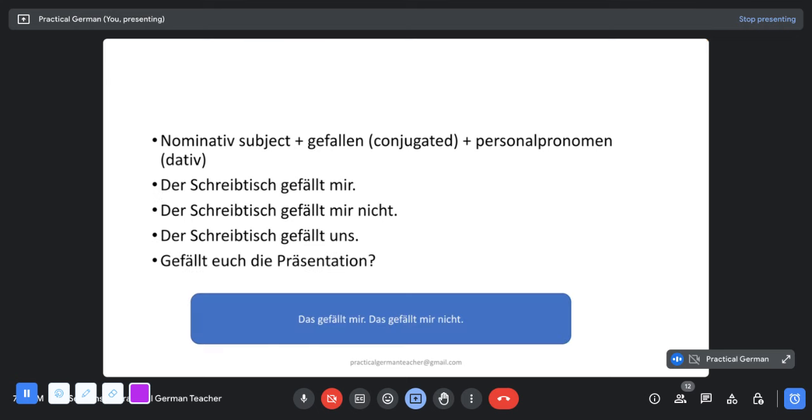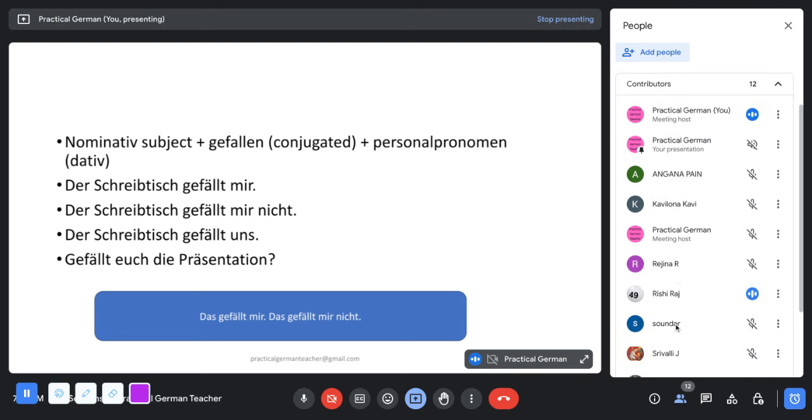Yes, Rohit. Okay. So, der schreibt, ich gefällt mir. Can you read this for me? I see Soun. I don't see the entire name. Can you please try to read these sentences for me? The name is Sundar. Yeah, Sundar. Yeah, go ahead. Now I see Sundar. Can you please read the sentences for me?